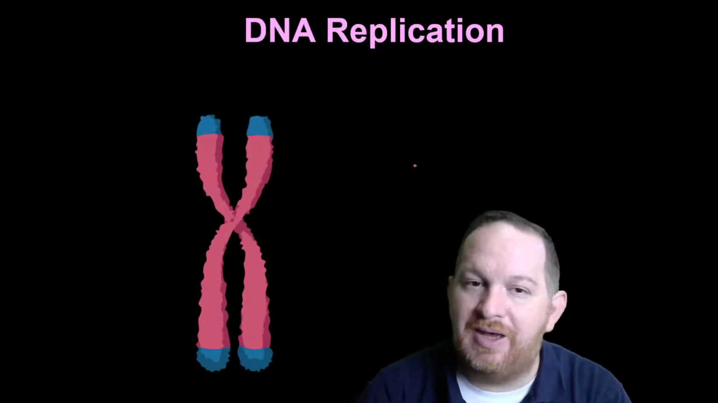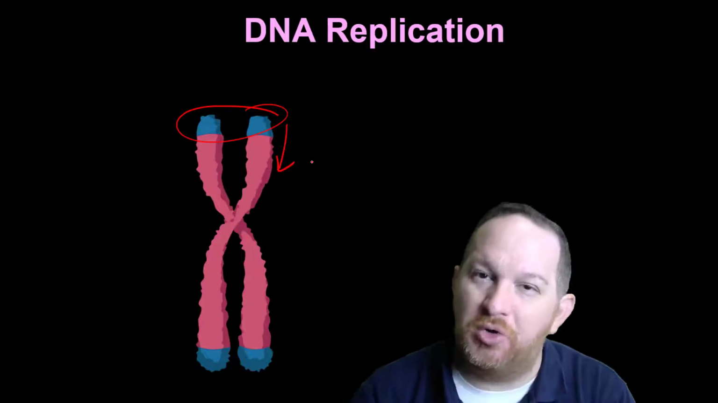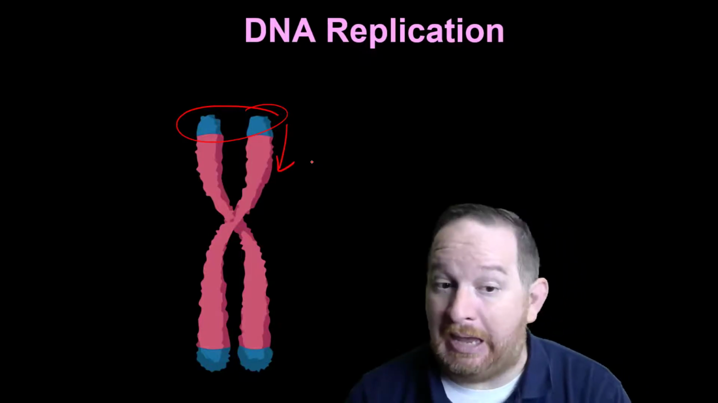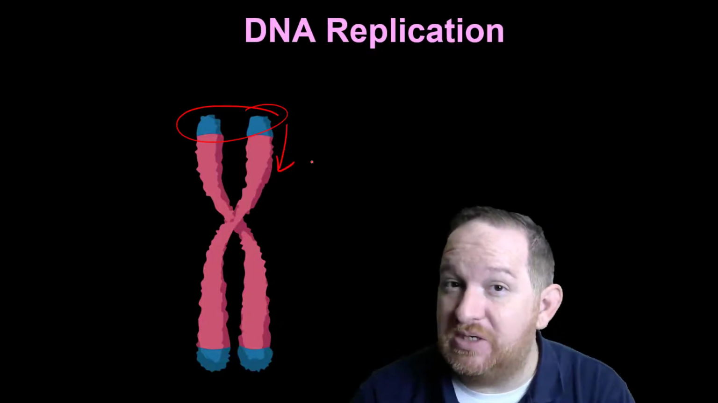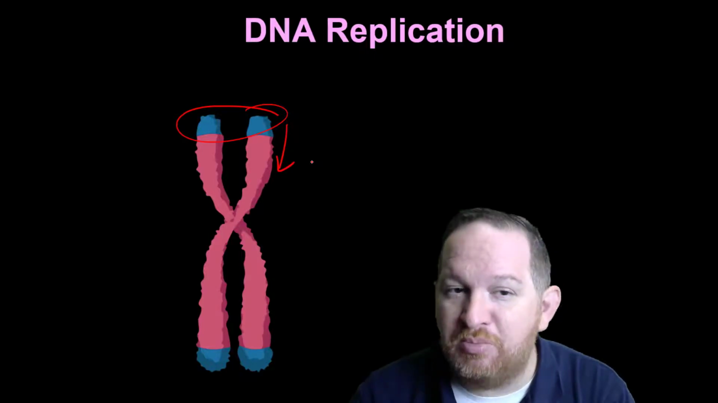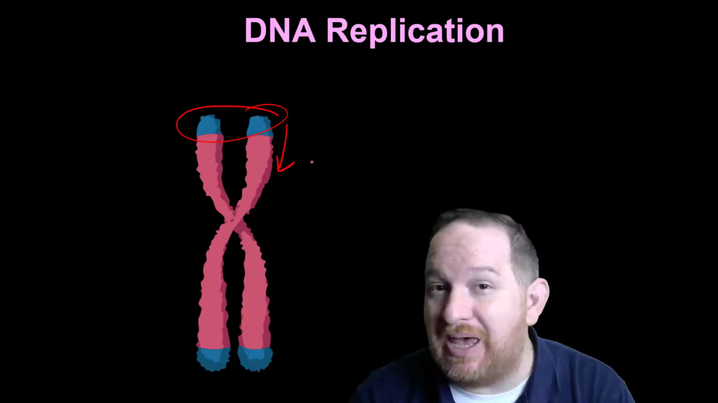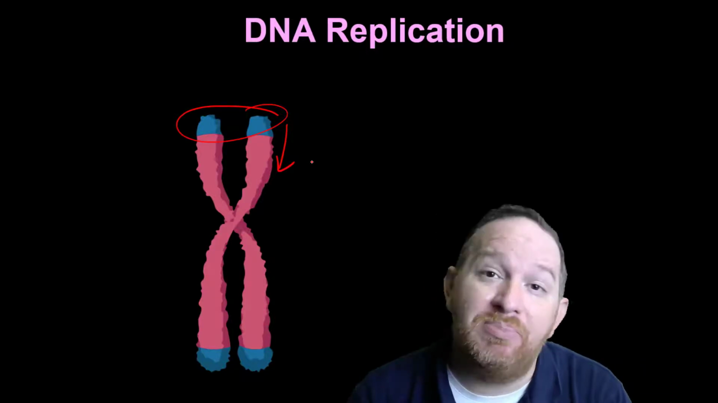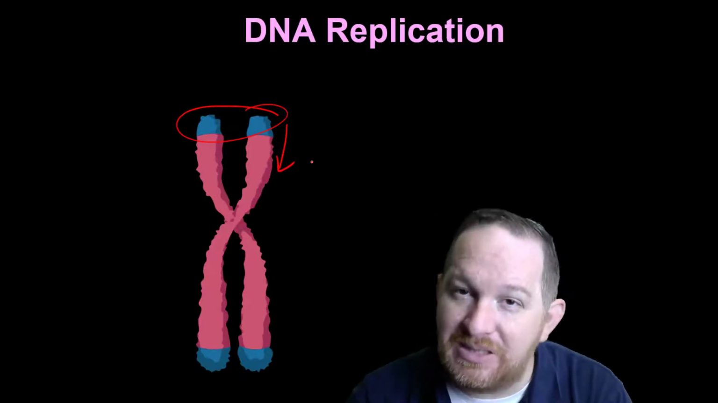Is it true that as we age, our chromosomes actually get shorter? And is this maybe one of the reasons that we age? In this video, we're going to talk about what happens when DNA makes more DNA, or DNA replicates itself. Let's get started.